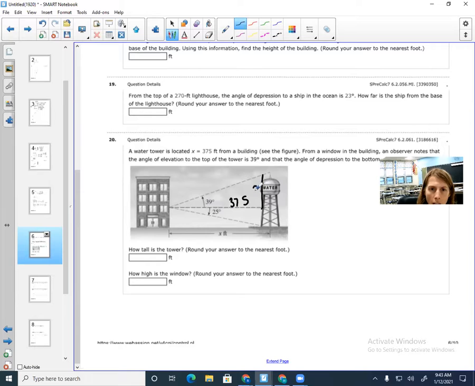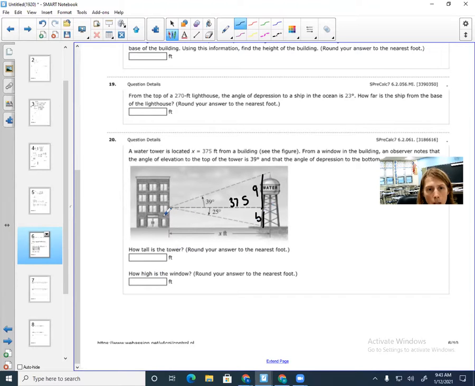So this is A, and this is B, we're going to call it. If we run out of time, think about it. We need A and B, and we're going to have to combine them to get the whole height, so you're going to have to add them. Also, if we run out of time, I'm going to go over this really quick. How high is the window?